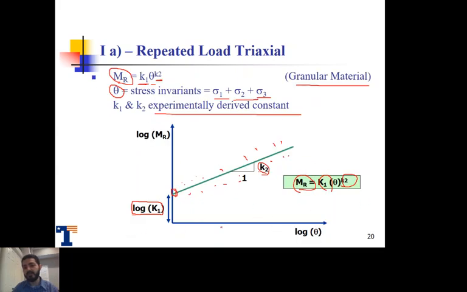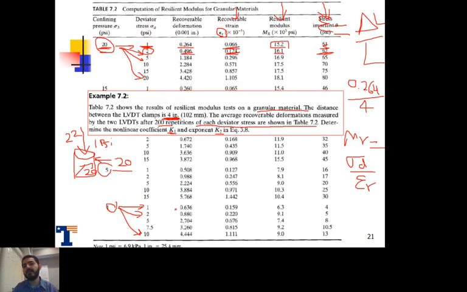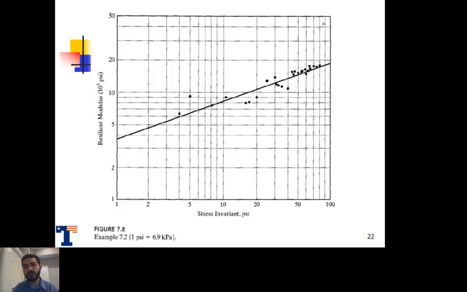We have the stress invariant on the x-axis, and the resilient modulus is on the y-axis. So once we have these two columns, the last two columns of this table will be used to plot this graph. Here on the x-axis we have the stress invariant, which was the last column, and on the y-axis we have the resilient modulus. Once you plot these numbers, we're going to come up with this relationship. And now you're going to be able to obtain K1 and K2.